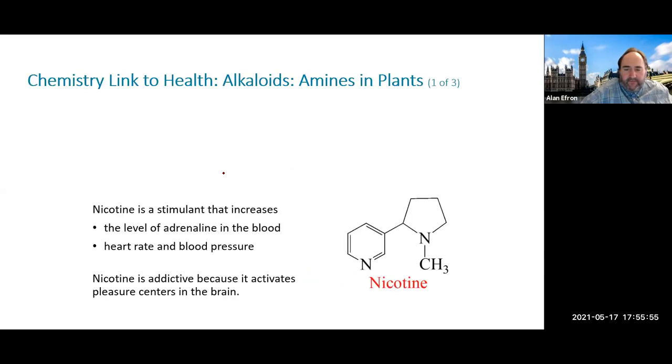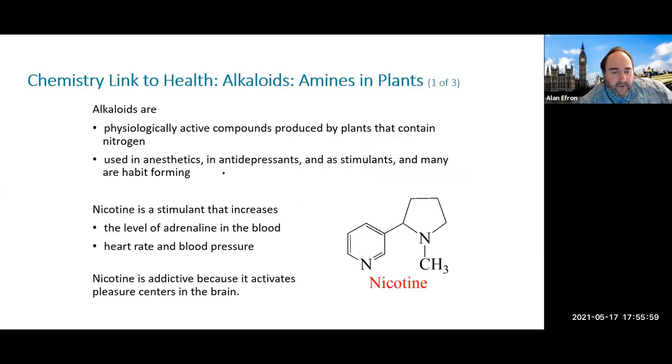And they're sometimes referred to as alkaloids. Alkaloids are physiologically active compounds that contain basically nitrogens. They're used in some different areas like antidepressants, stimulants, and so forth. This is nicotine. And again, you can see here we have an amine, right? Our nitrogen containing group that's involved.